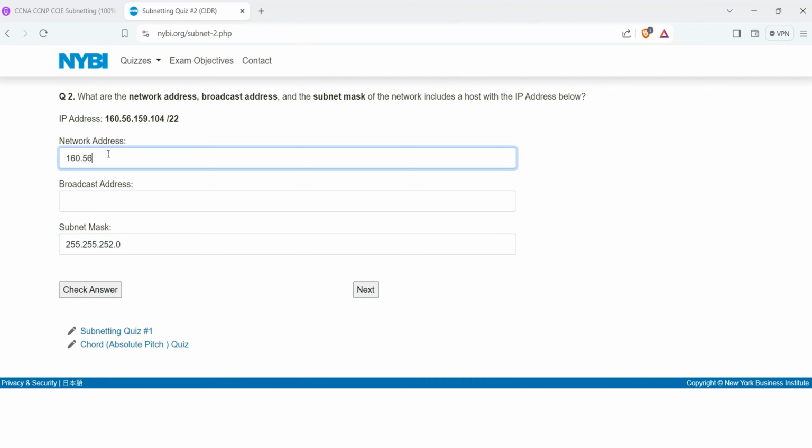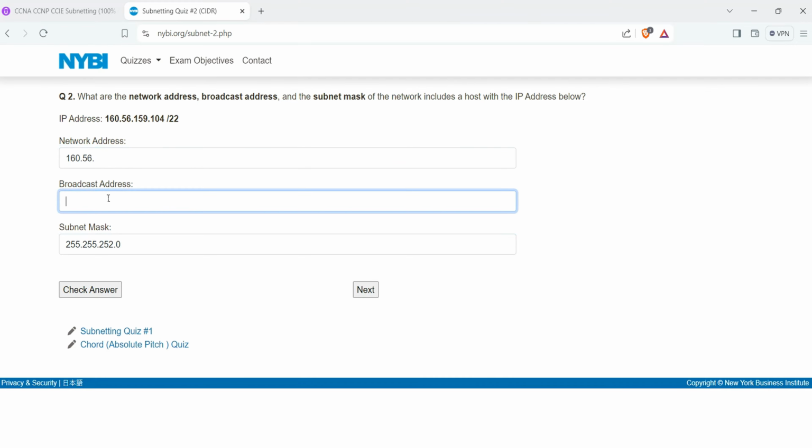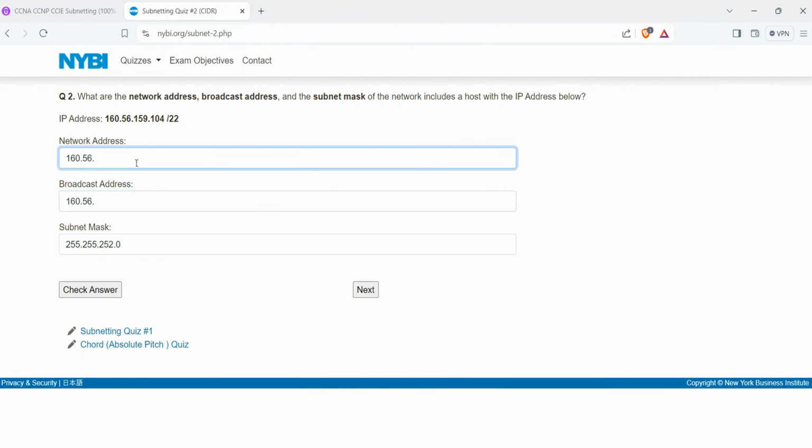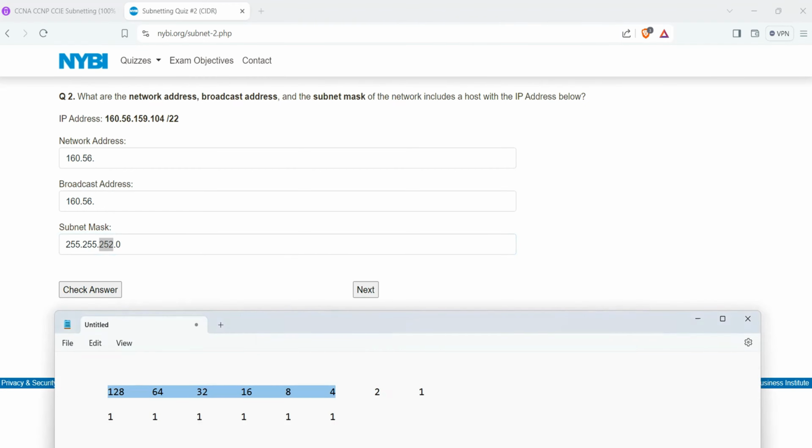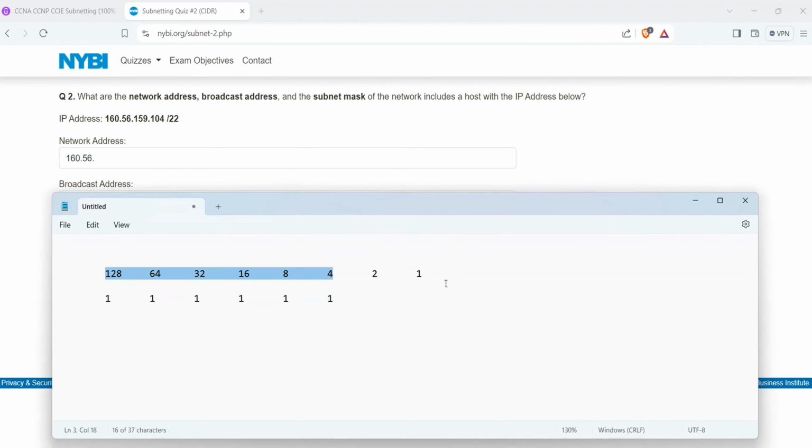So 160.56 dot. Now, where does the 159 fall under? That's my wild number. You see, because this is a 252, I'm going to be focusing on the 159 right over here, dot 104. But my main focus is on the 159. How did I get a 159? Where does it fall under?